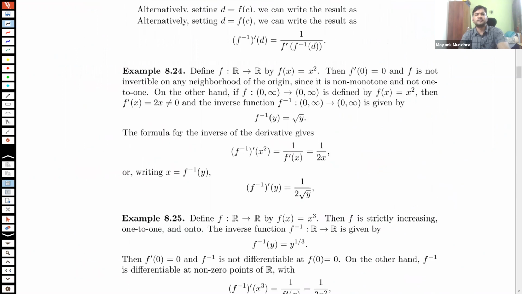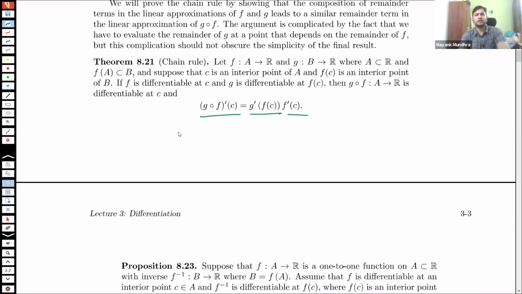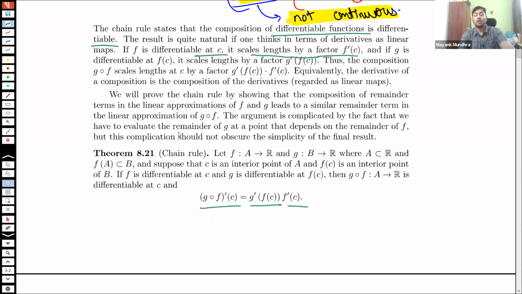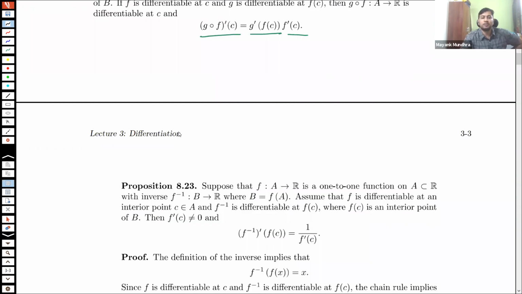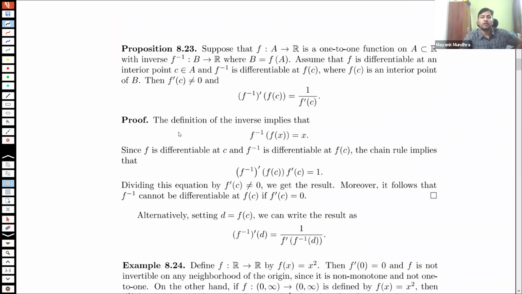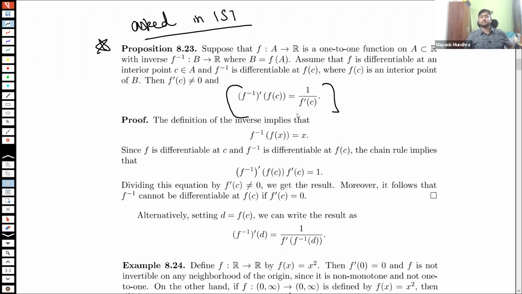Okay, so that's your implicit differentiation, a very, very important rule. We use it a lot. We are going to use it tremendously, but we don't ever stop to bother about it much. It's there. Now, one of the implications of this implicit function theorem is the inverse function theorem, which we are going to look at. So this thing is important. This proof has been asked in ISI. Okay, so ISI has this proof that prove this thing.